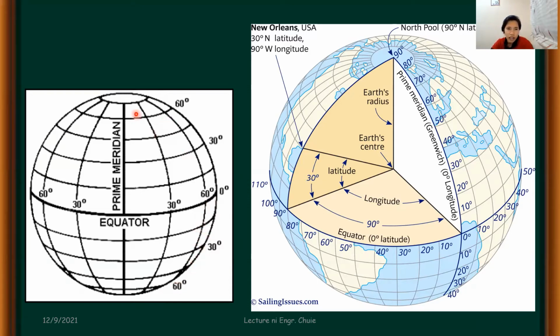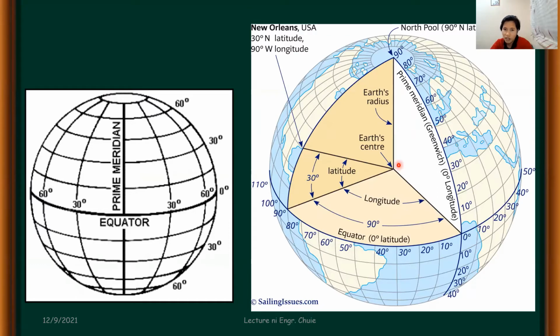Another, we have the prime meridian. The prime meridian is similar to the equator, but its position is vertical. The equator is horizontal, while the meridian is a great circle that is vertical. Our prime meridian is also known as the Greenwich meridian, where our longitude is equivalent to 0.